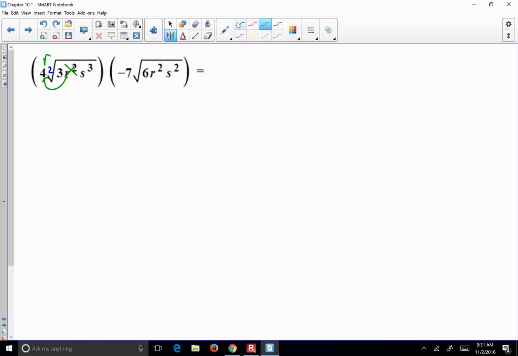S cubed is 2 goes into 3 once. One of the s's will stay in, but the other s, one s goes out, the other s remains. S comes out. So the first group becomes 4rs, and only thing survived inside is 3 and s. 3 is left, 1 s is left.